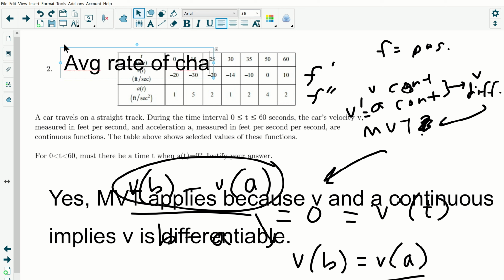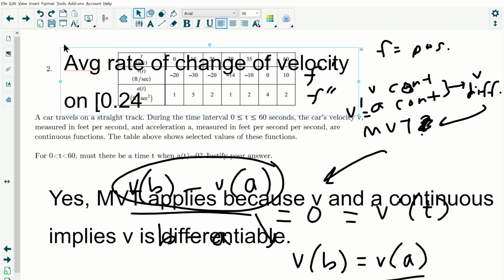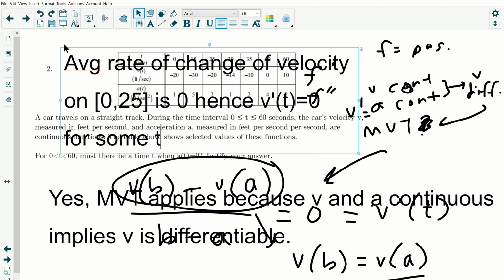Average rate of change of velocity on the interval 0 to 25 is 0. Therefore, the change in the velocity equals 0 for some time t in the interval 0 to 25. Another way of expressing v prime, of course, is a, so hence a of t equals 0. And if a time would satisfy this between 0 and 25, well, then certainly it'll satisfy it between 0 and 60. And there we go.